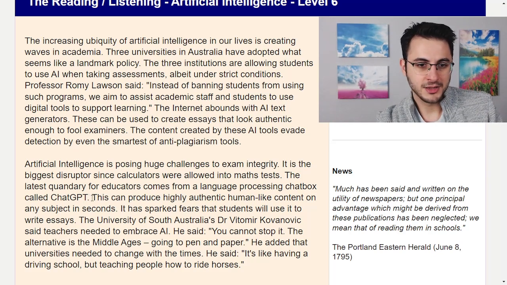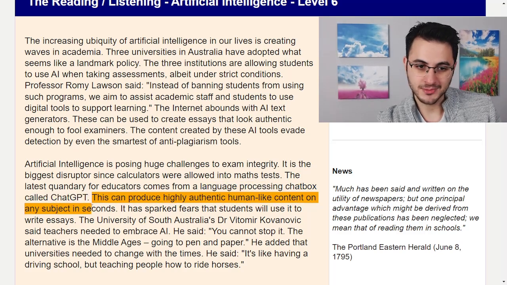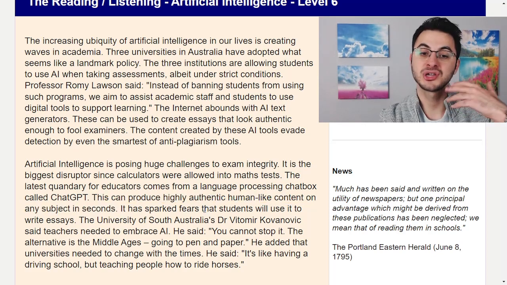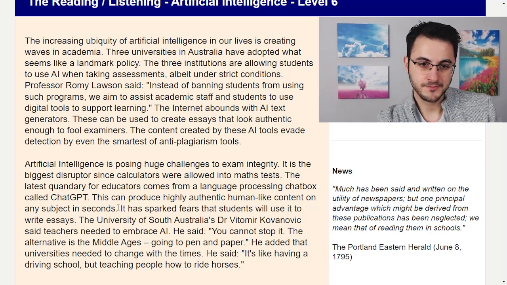All right. So the latest quandary for educators comes from a language processing chatbot called ChatGPT. So ChatGPT is the latest problem. This can produce highly authentic human-like content on any subject in seconds. So highly authentic means highly real, human-like content on any subject.